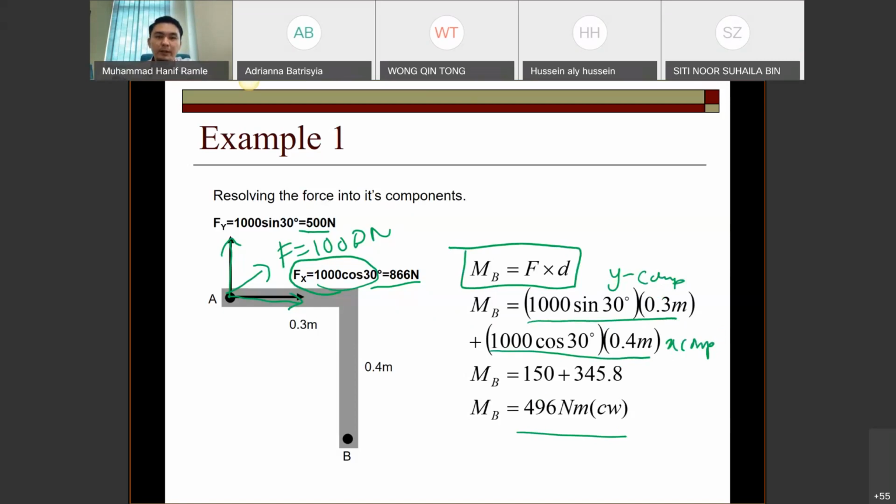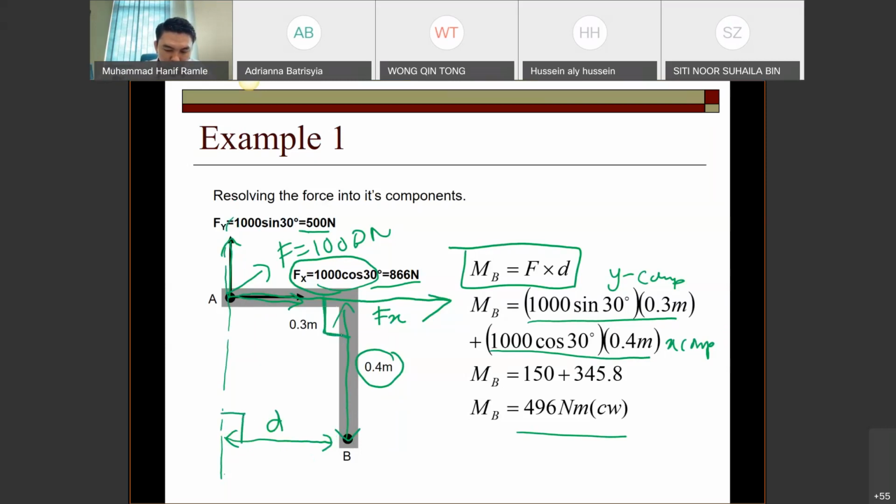Alright. On how to determine the d, as I explained just now in the previous slide, this d belongs to this line of action. And for the line of action of the y component, the d should be like this. It must be perpendicular. Yeah, this one should be perpendicular.